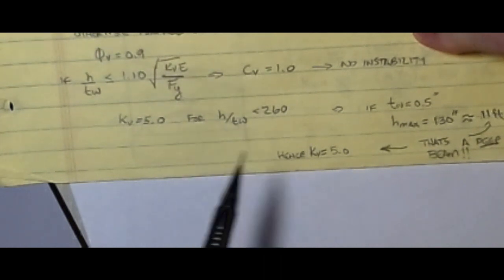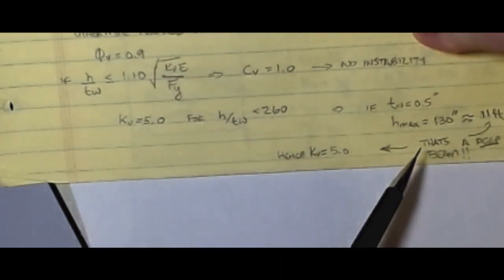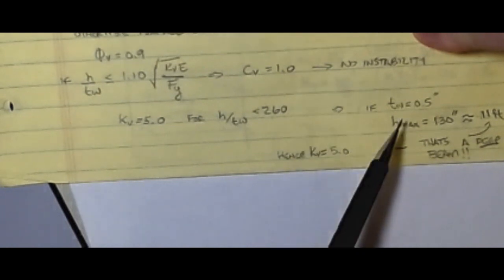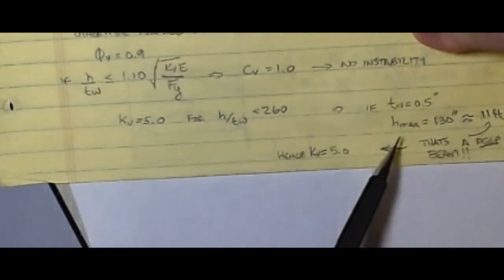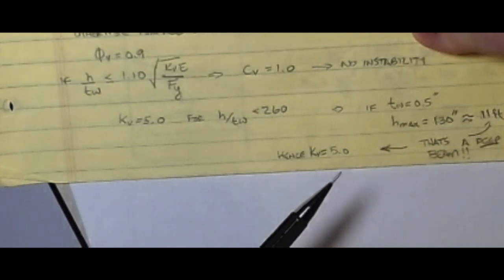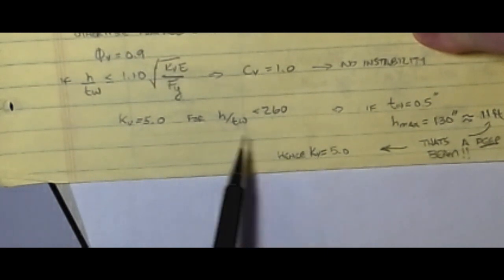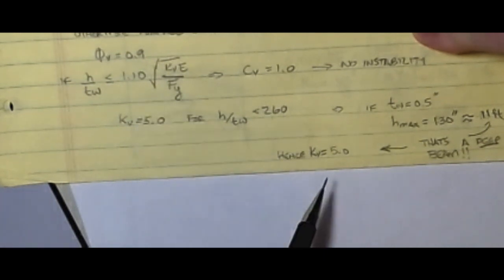Okay, so for all practical purposes, when you're looking at a W shape or these doubly symmetric shapes, whether it's a W or an S or an H section, or even the channels for that matter, Kv is always 5.0. Okay, it's only the plate girders that are going to get you in trouble where we have to start doing something a little bit different.